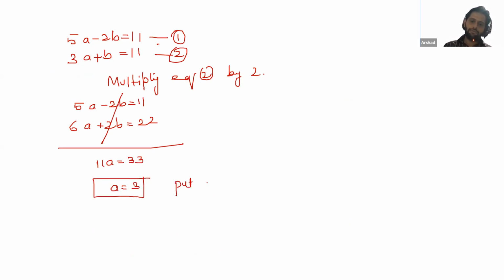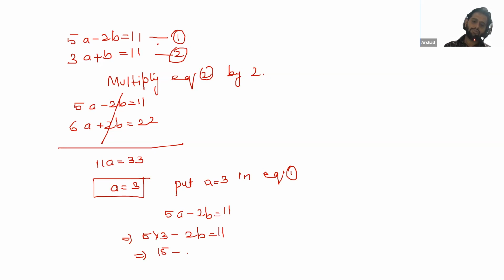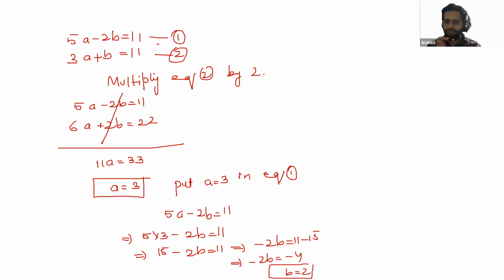Put a is equal to 3 in equation 1. So you will get 5a minus 2b is equal to 11. Put this value, so 5 into 3 minus 2b is equal to 11. So this is 15 minus 2b is equal to 11. Minus 2b is equal to 11 minus 15. So minus 2b is equal to minus 4 and b is equal to 2. Okay, so this is the answer. B is equal to 2 and A is equal to 3.